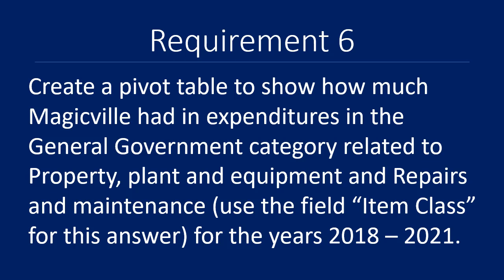Now we're on requirement 6. Create a pivot table to show how much Magicville had in expenditures in the general government category related to property, plant, and equipment, and repairs and maintenance. Use the field Item Class for this answer for the years 2018 to 2021.